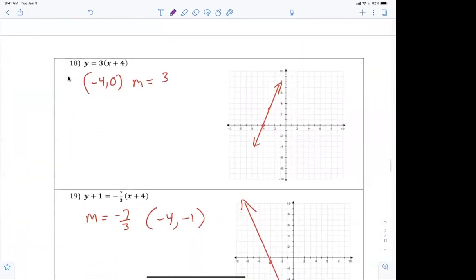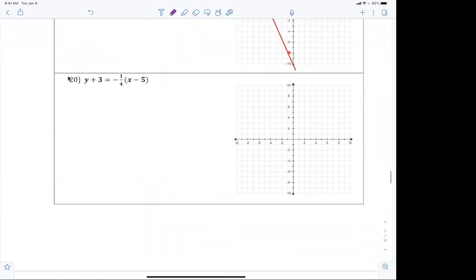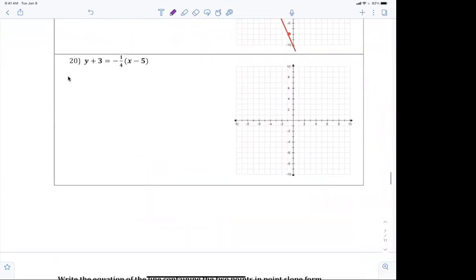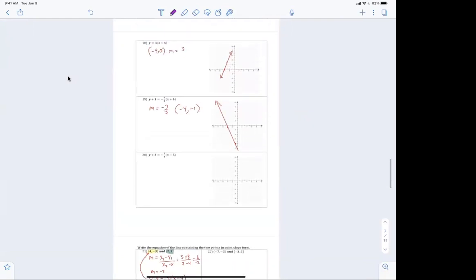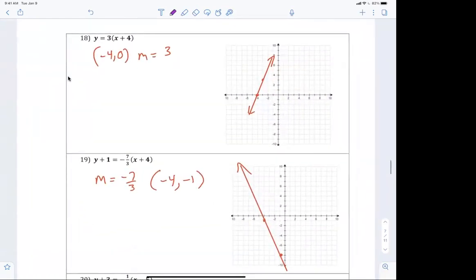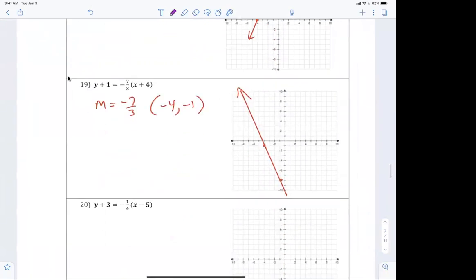It looks like we did 18, 19. All right, we're on what? I just have a question on number 18. Would that just be, okay, yeah, I thought it was 0. Right. Miss Appleton, let's go.